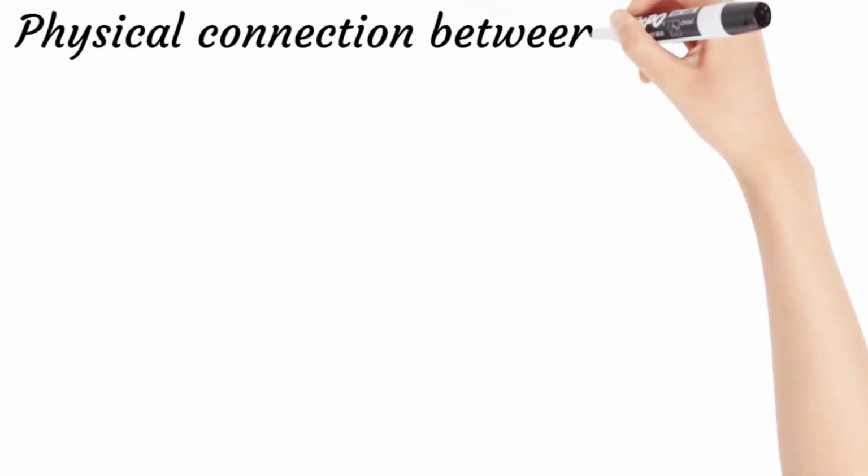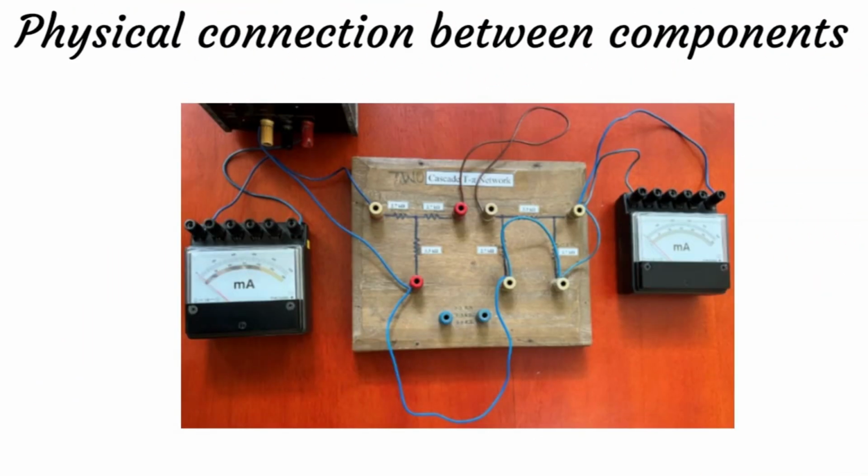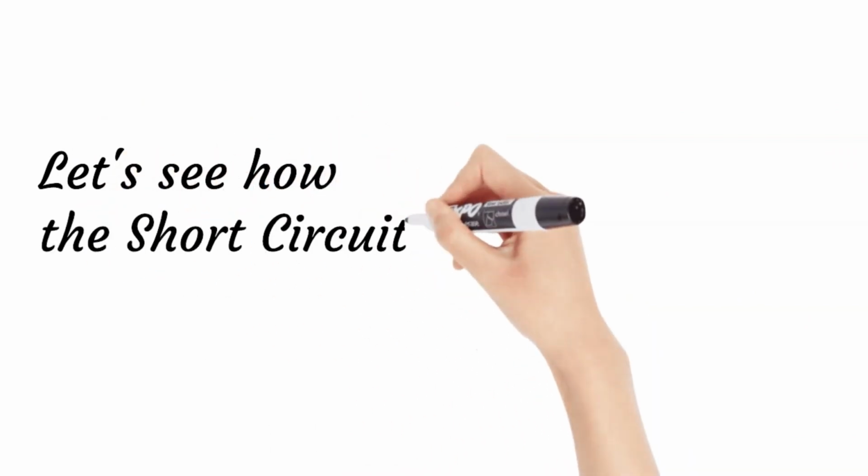Physical connection between the components for the short circuit test is given here. Since it is the short circuit test, output voltage can be taken as 0. Just see how the test is done.